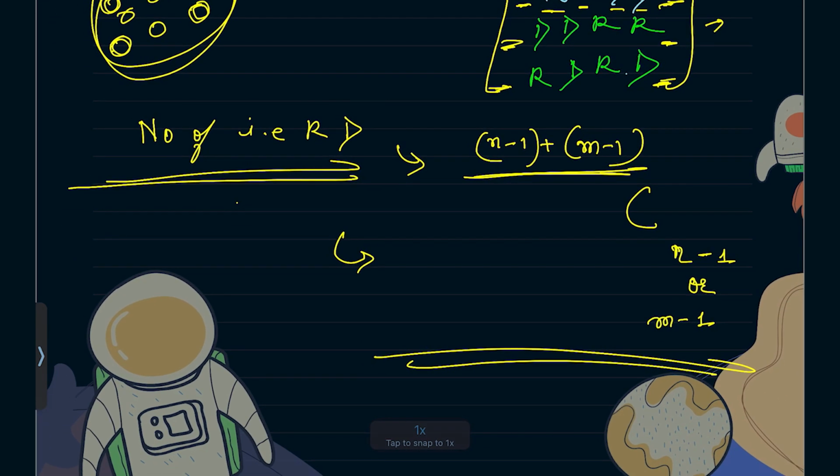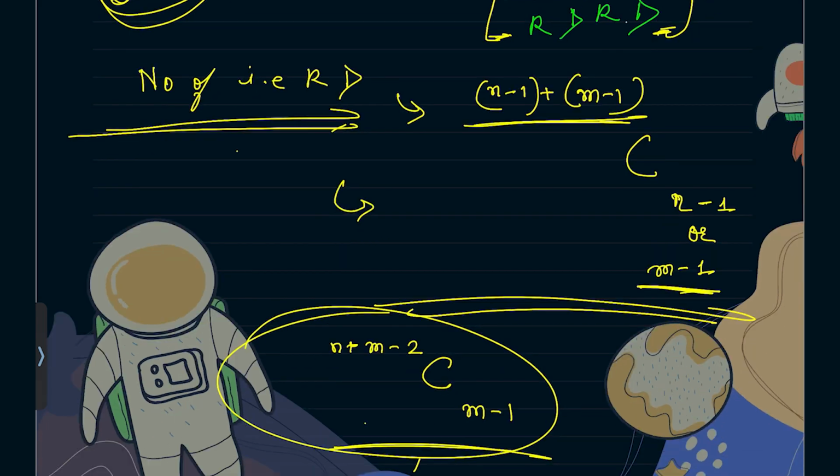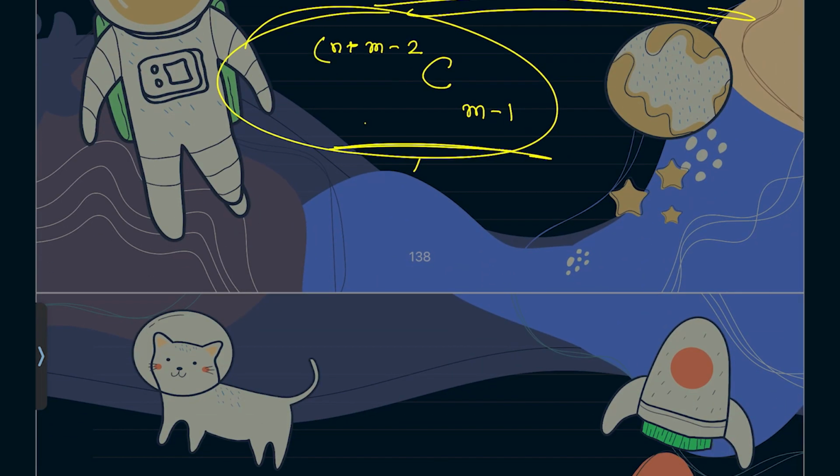So this tells me that we should take what? We should take m minus 1, because m is less. So it is n plus m minus 2 choose m minus 1. This is the value of n and this is the value of r.